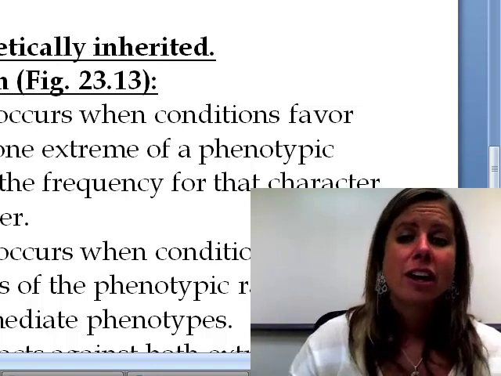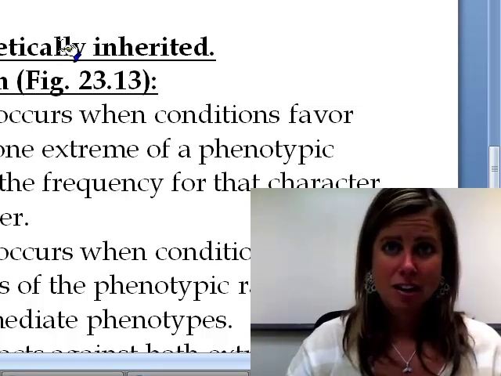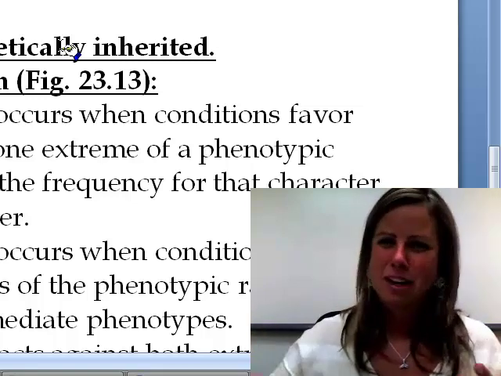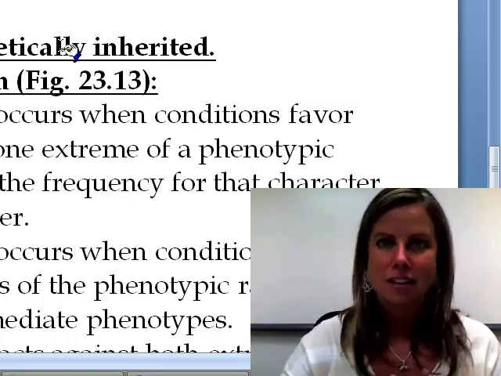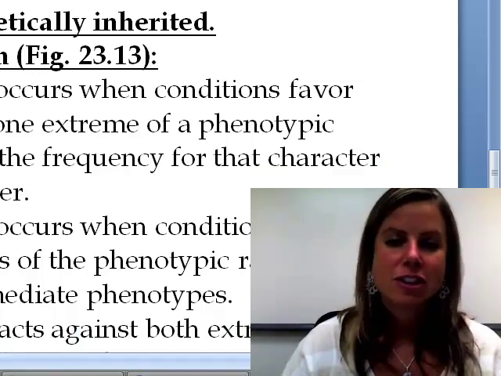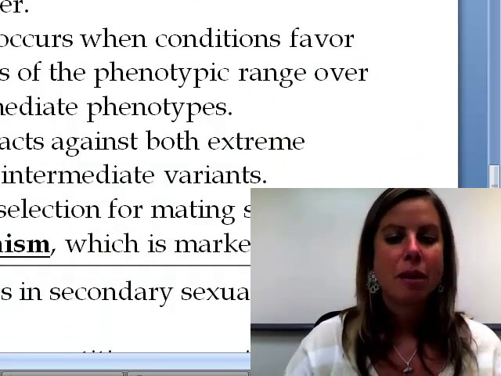And then the third thing is that it must be genetically inherited. So remember how we talked about things that are acquired over your lifetime? That doesn't really mean anything. It has to be stuff that's genetically in your DNA. So there's going to be 3 types of selection that can happen in a population.